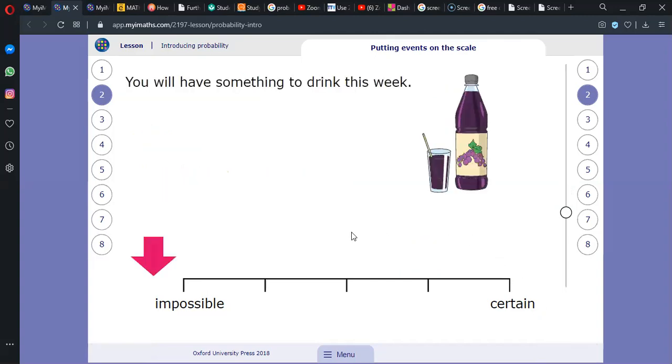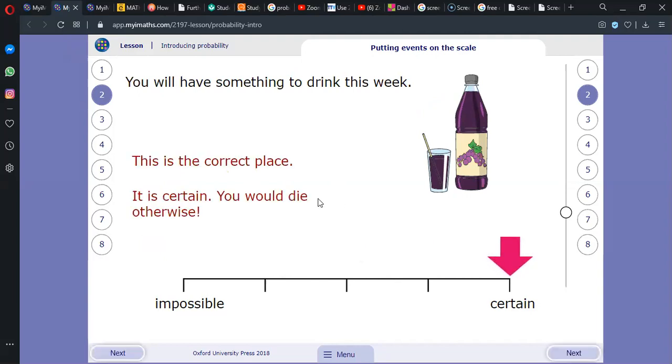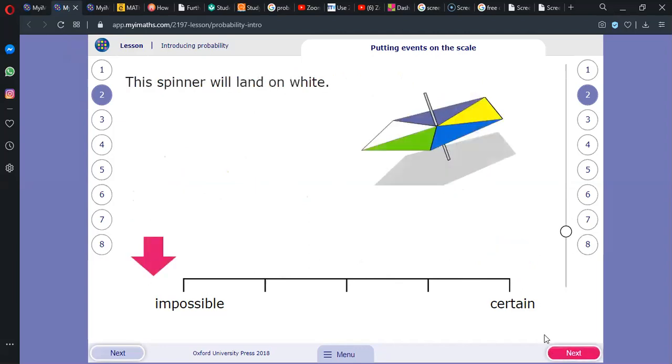Let's take a look at: you will have something to drink this week. Of course, everybody has to drink something, whether you're drinking water, juice, or anything. You have to drink something within a week, within 7 days. If you don't drink anything, you're going to die. So obviously, it is very certain, guys. It is very certain that you will definitely drink something this week. This is the correct place and it is certain, or you will die otherwise. Okay, let's move on.